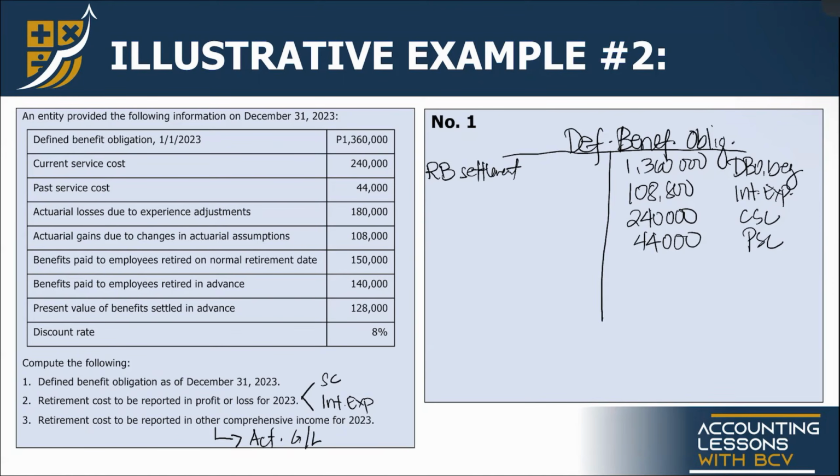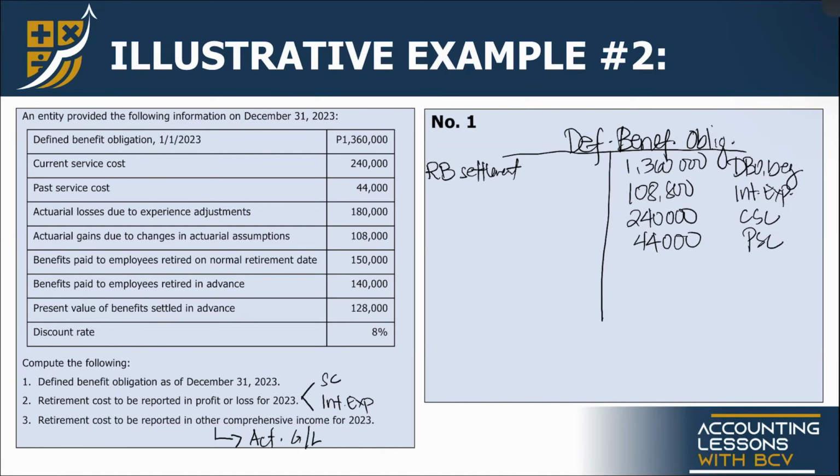There are two items of benefits paid. The number one, benefits paid to employees retired on normal retirement date. So this first item of benefits paid, that is as expected. Okay? Yan yung mga binayad mo sa mga employees na nag-retire as expected. Tapos yung pangalawang benefits paid to employees retired in advance. Ito naman yung premature settlement.